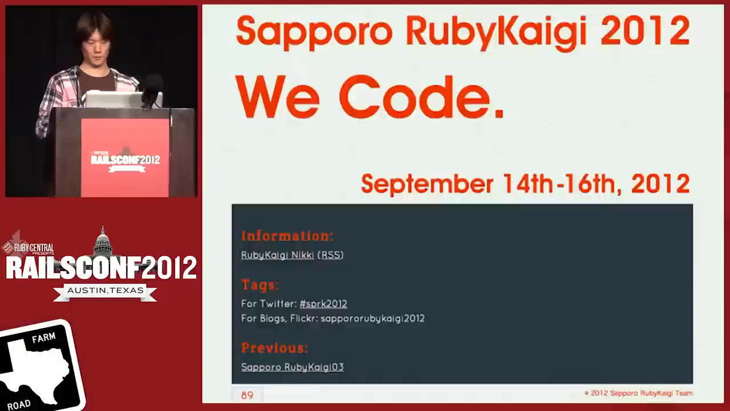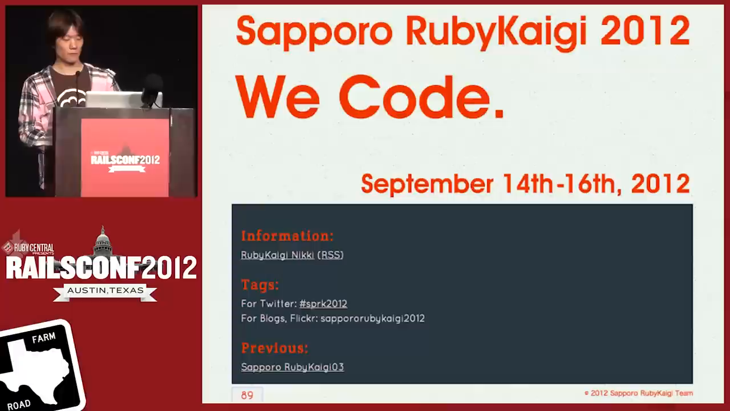Next September, Regional Ruby Kaigi, one of the largest regional Ruby conferences in Japan, will be held in Sapporo. Sapporo is a great place, and I hope you will all come visit.